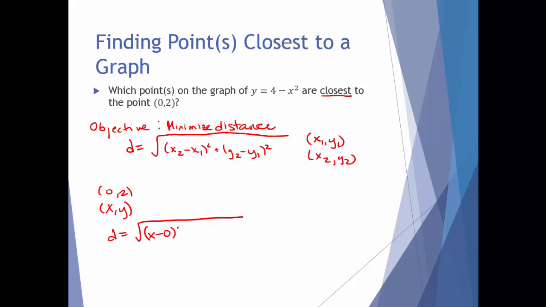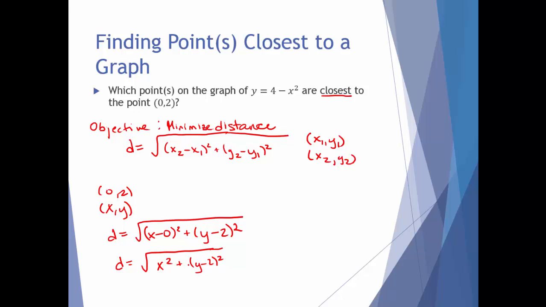So the square root of x minus 0 squared plus the difference in the y values, which is y minus 2 squared. So if I clean that up just a little bit, we get the square root of x squared plus y minus 2 squared. Again, please do not square root those individually. You can't do it across addition. So notice at the moment, I've got a good objective equation except for the fact that it's not a function of one variable. I have x's and y's on the right-hand side.